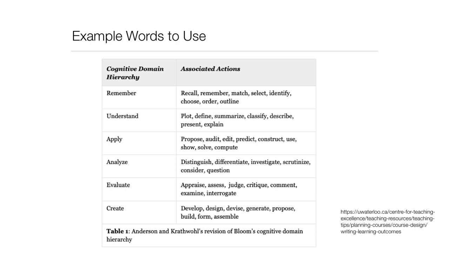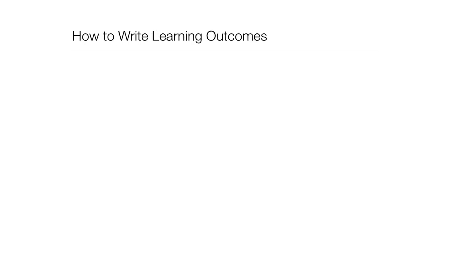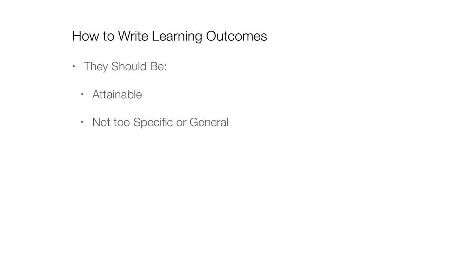We don't want to describe what's going on in students' heads. We want the learning outcomes to be about what they produce, that we can measure, that we can look at. When you're writing learning outcomes, you should keep several things in mind. All learning outcomes should be attainable by the student, not too specific or too general. And again, they should always be accessible. You should be able to measure them.